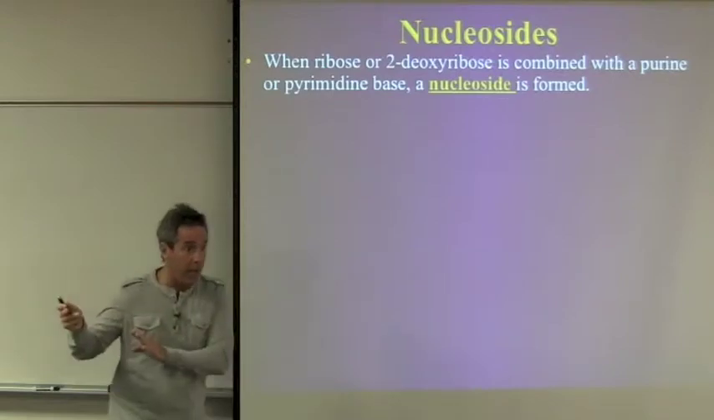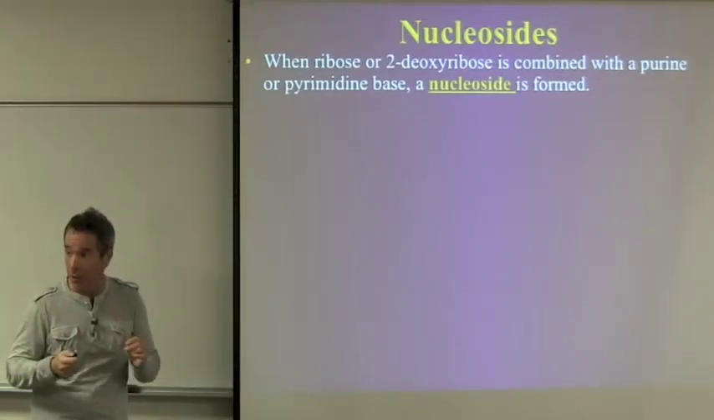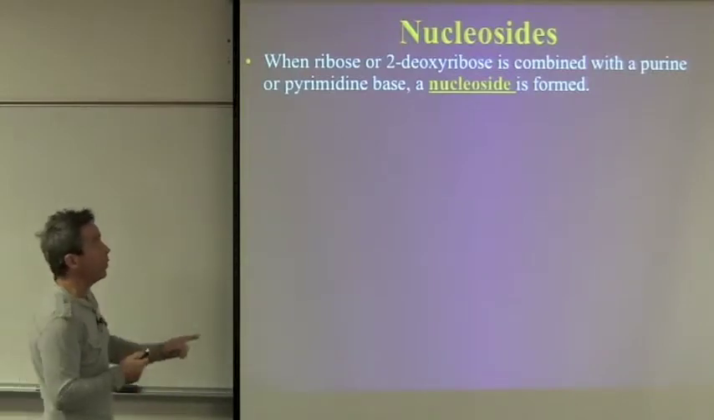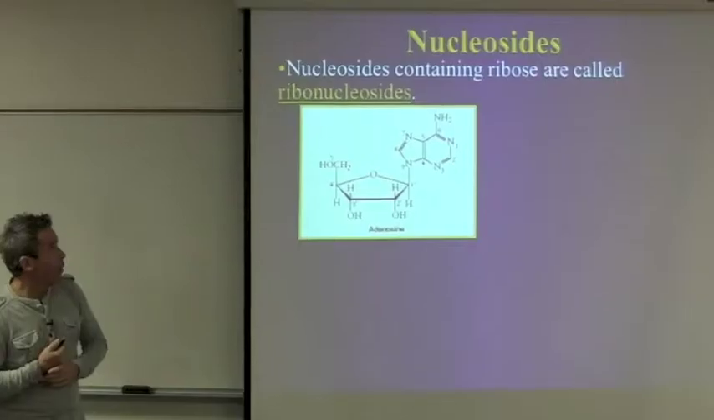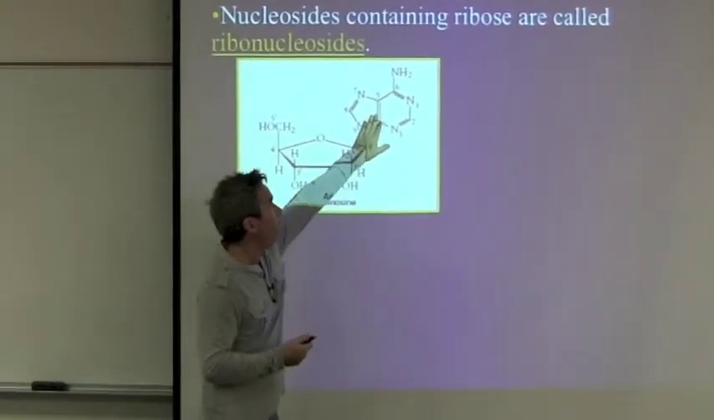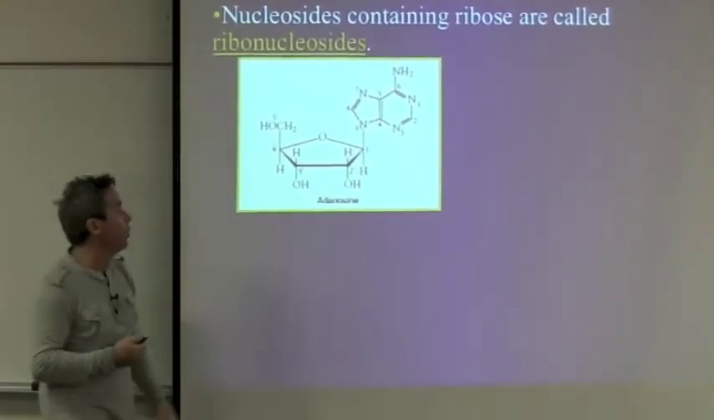We're not to nucleotide yet. Once we have the phosphate, then we've got the nucleotide. With just the sugar and the organic base, we call that a nucleoside, S-I-D-E. So if you start with ribose as the sugar, and you add one of those organic bases, you get ribonucleosides.